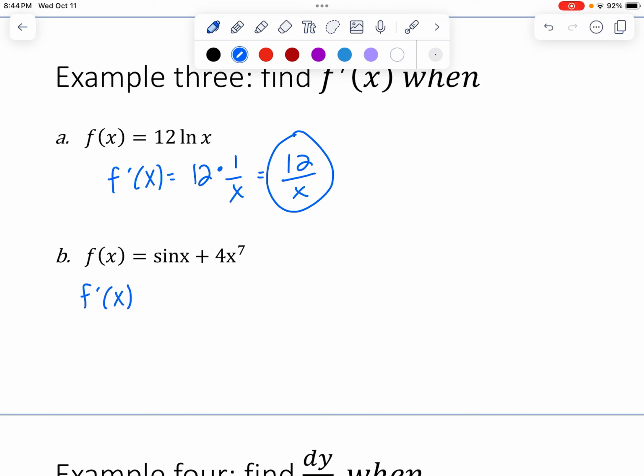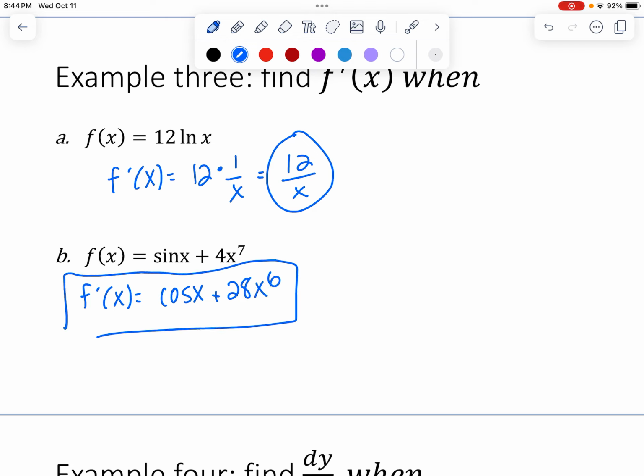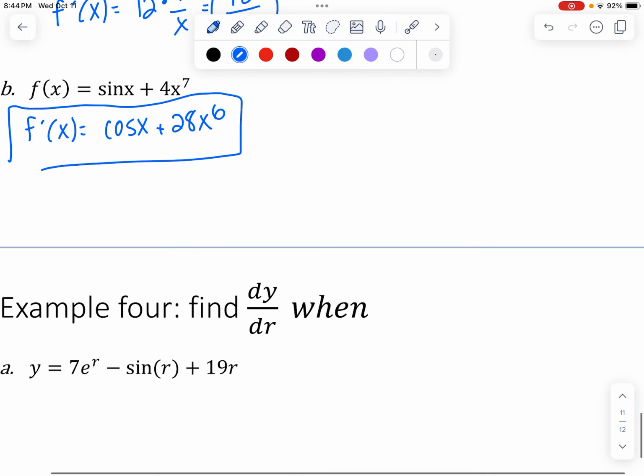We just learned that the derivative of sine of x is cosine of x. And then this is just the power rule here. So 4 times 7, 28. x to the 7th power, take away 1, x to the 6th power. So that's our answer for f prime of x. You can go through this slower if you want to.